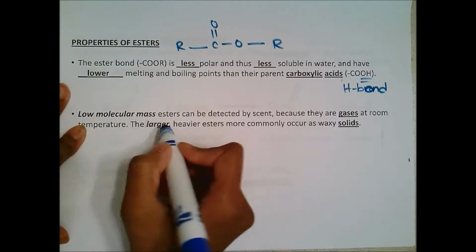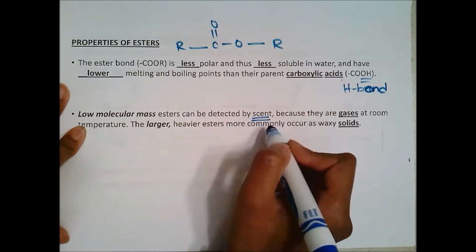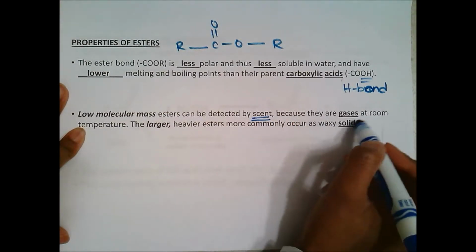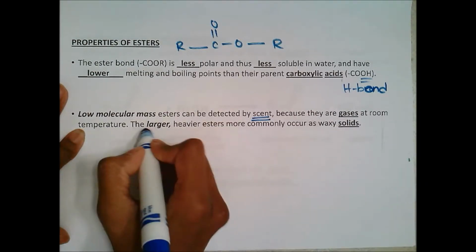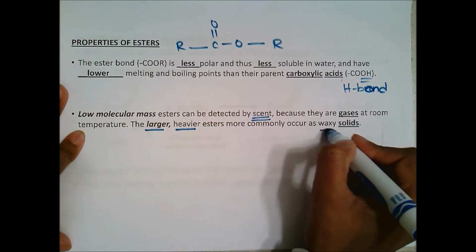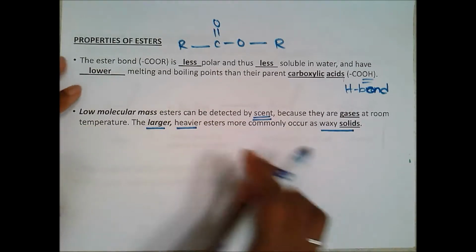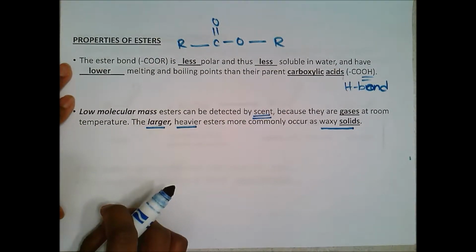Your low molecular mass esters are going to be detectable by scent. So those are the ones that we see in perfumes, and as a result can be gases as well because they are very lightweight. Our larger, heavier esters are going to commonly be found as waxes. So again, the smaller they are, the lighter they're going to be, and then they can move around and be sensed more easily.